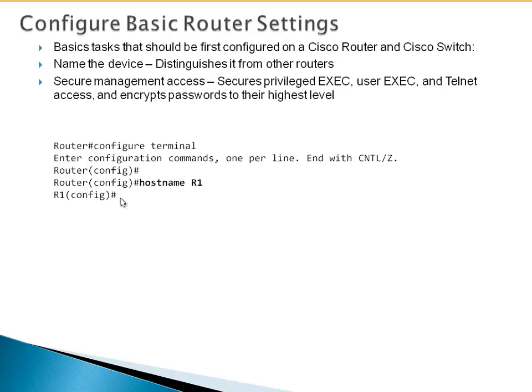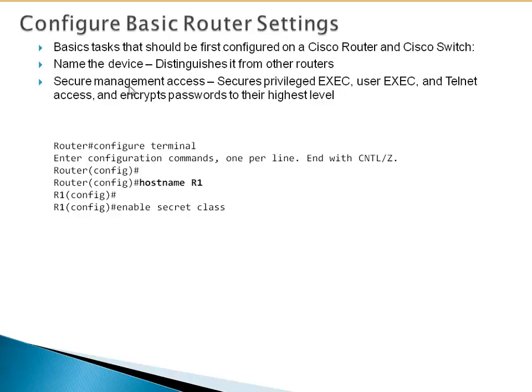Other configuration that we can do in the global configuration mode is securing management access, like the privileged EXEC or user EXEC modes. Later on we will configure telnet, but that is not in the global configuration mode. We can encrypt them. All the passwords are unencrypted by default. We can encrypt them in global configuration mode. First command is enable secret class.